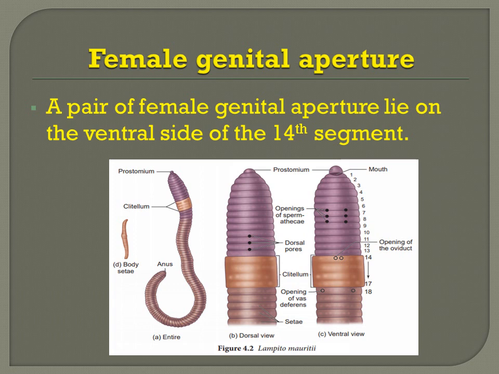A pair of female genital apertures lies on the ventral side of the 14th segment. Already in the same figure we differentiated the dorsal side from the ventral side because of the presence of these genital apertures. So here also, the female genital aperture is a pair of openings present on the ventral side, exactly in the 14th segment. It is marked as the opening of the oviduct, which is actually the genital pore or aperture. Fine.